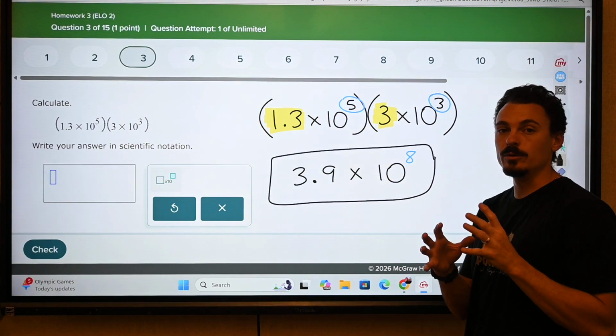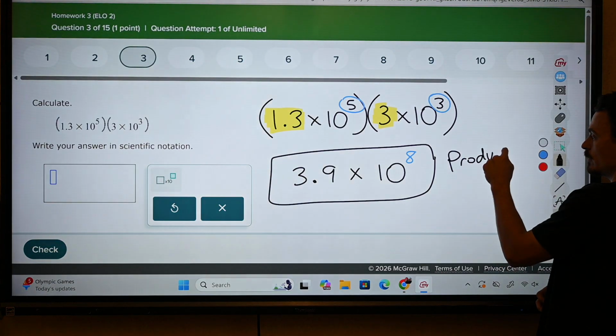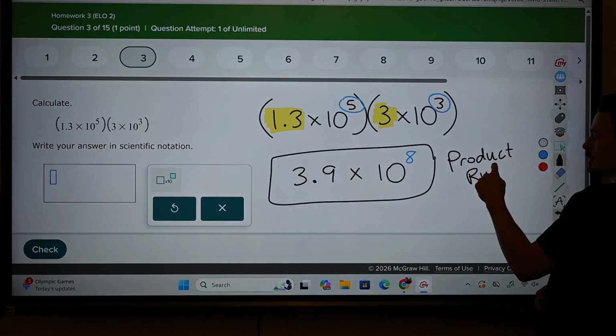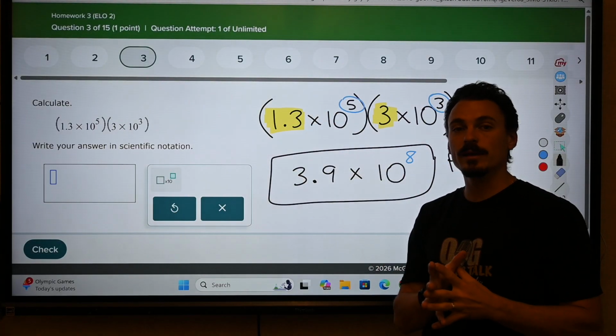So what am I doing? I'm using the product of powers rule, and then I'm taking these factors and multiplying them like I normally would.